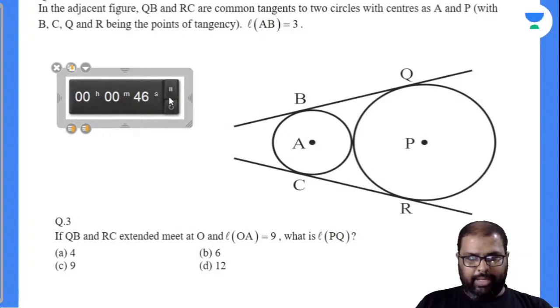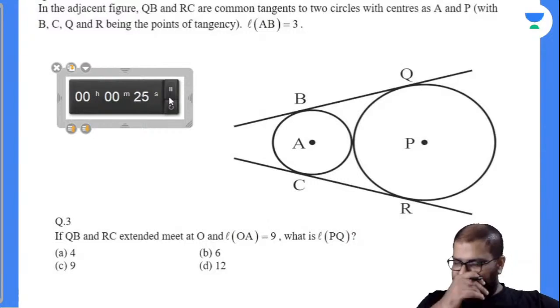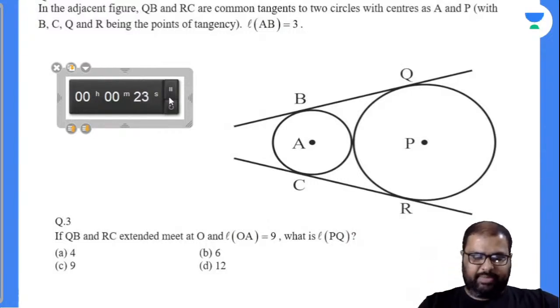Now, if QB and RC extended meet at O, and length of OA is 9 units. And PQ length is asked, meaning you are asked to find out the radius of the larger circle. Am I right or wrong? So you can do this question by the similarity of triangles approach here. You might have done this type of question very frequently, right? If you are a serious aspirant for CAT, you might have seen these questions.